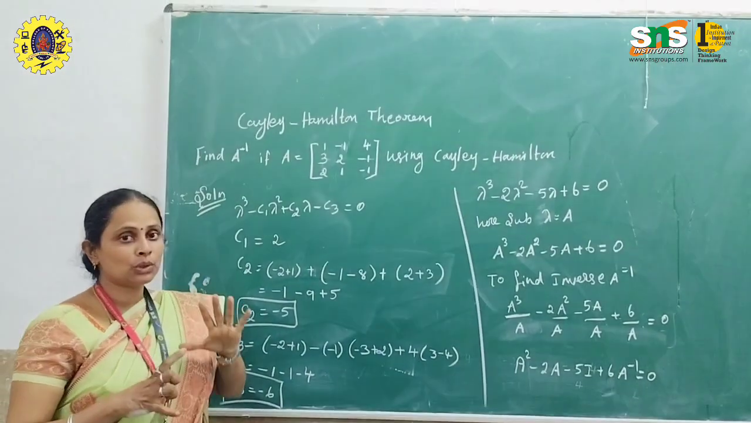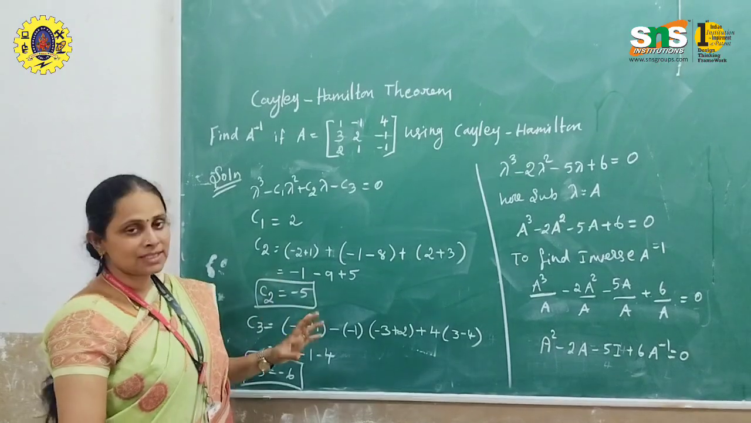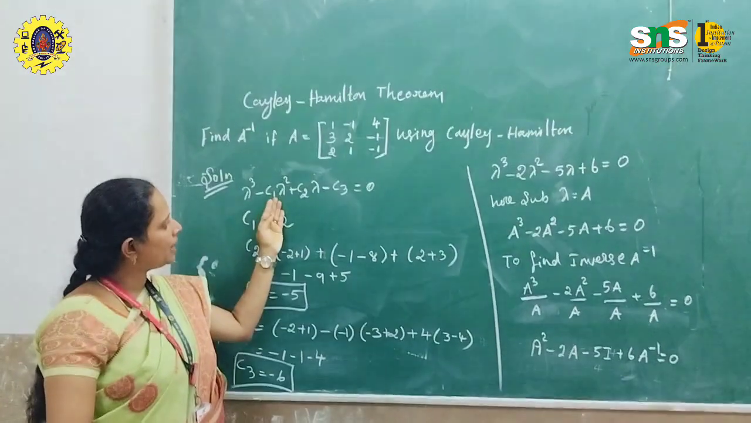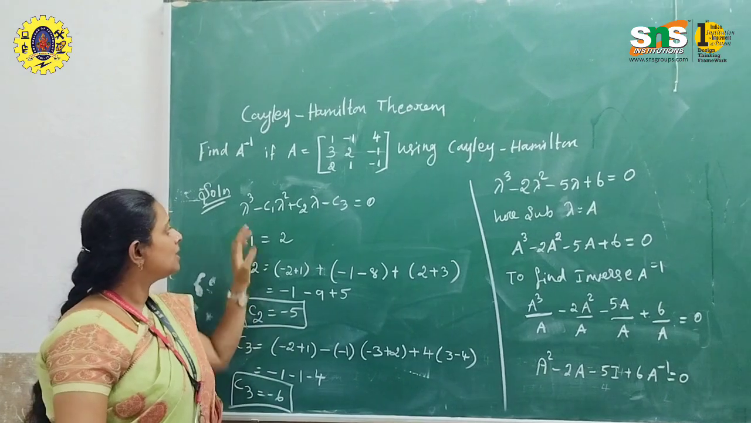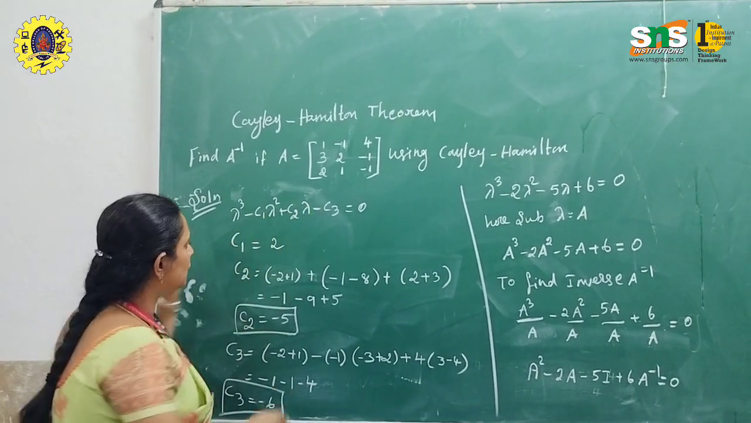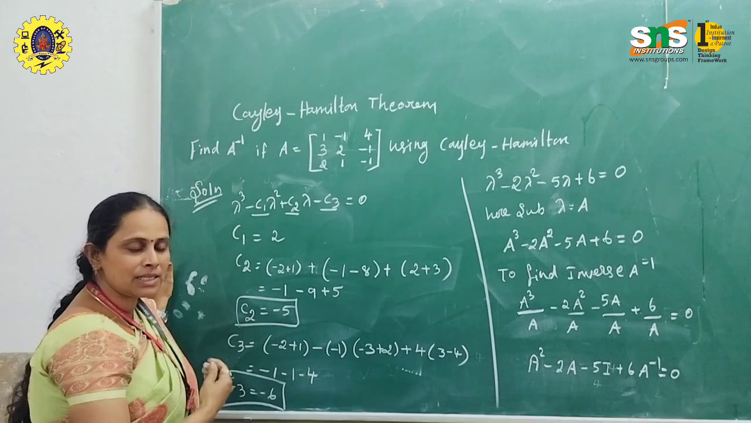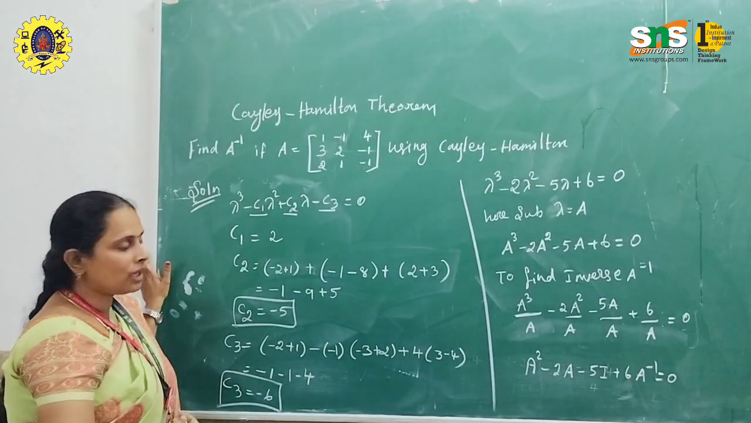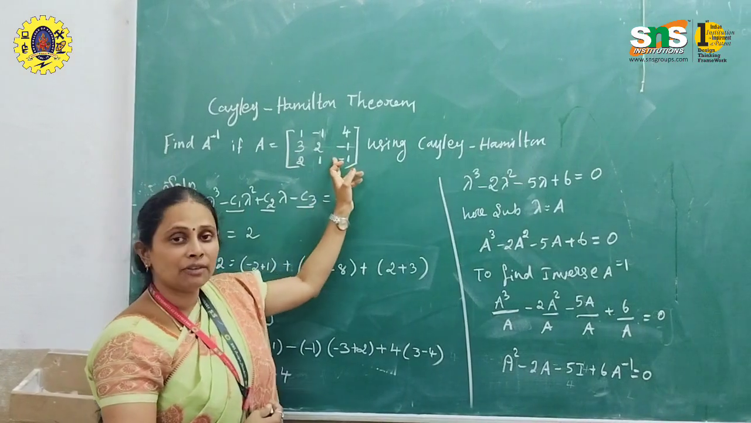First we have to find the characteristic equation. The characteristic equation is lambda cube minus C1 lambda square plus C2 lambda minus C3 equal to 0. Here C1, C2, C3 are unknown, so first we have to find C1, C2, C3 using the given matrix.